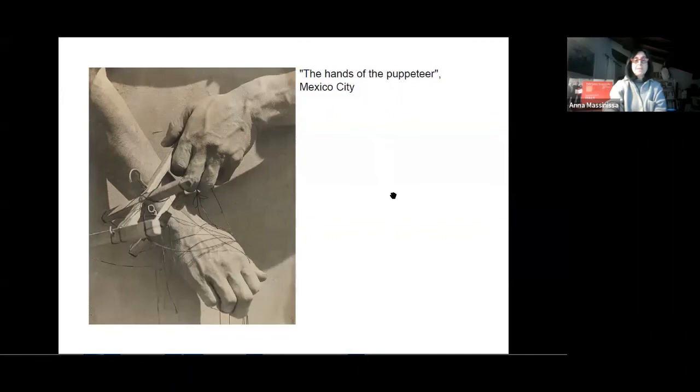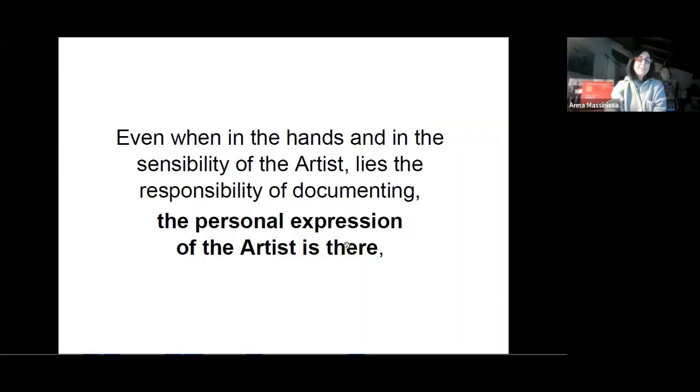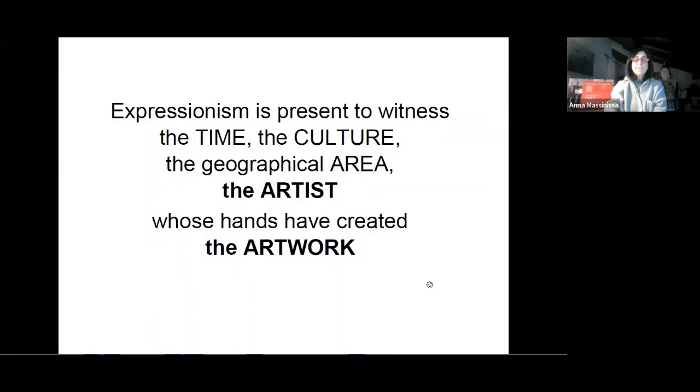We have arrived at the end. In conclusion, I hope that the meaning of today's reading is clear. Art and the artist's talent are dominant over any filter. This is my strong belief. Even when in the hands and in the sensibility of the artist lies the responsibility of documenting, the personal expression of the art is there. Expressionism is present to witness the time, the culture, the geographical area, but most of all the artist whose hands have created the artwork.